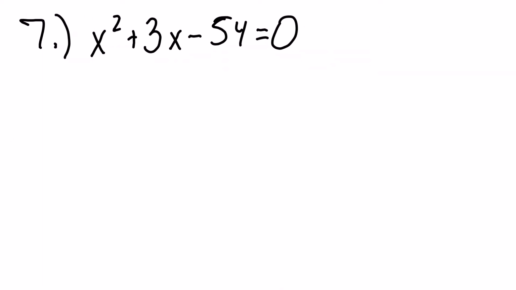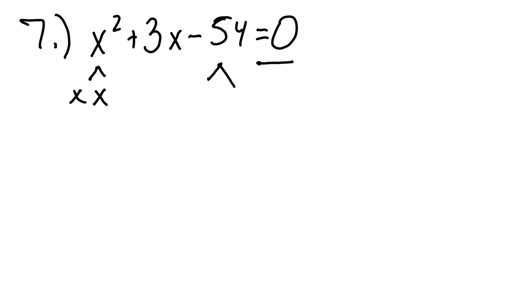Number 7. You have x squared plus 3x minus 54 equals 0. You can either use the quadratic formula. I'm going to solve it by factoring. So remember, when we solve by factoring, the first thing is we have to make sure it's equal to 0. This one is equal to 0. So then I'm going to write the factors of the first term. How do I get the x squared? Well, x and x.